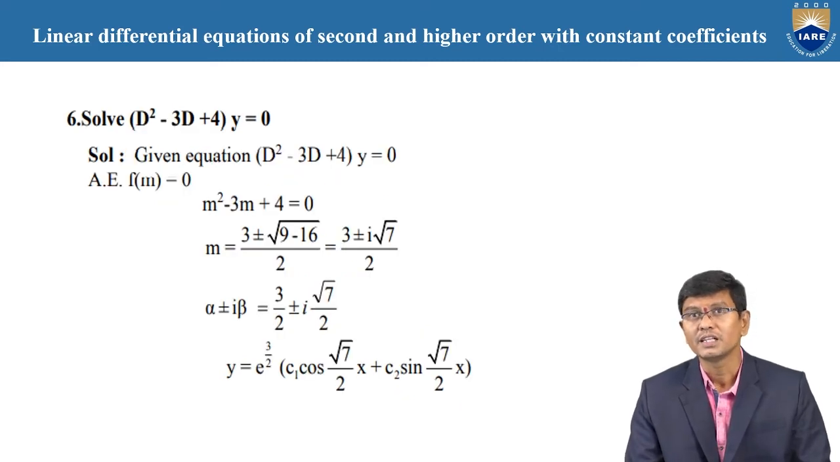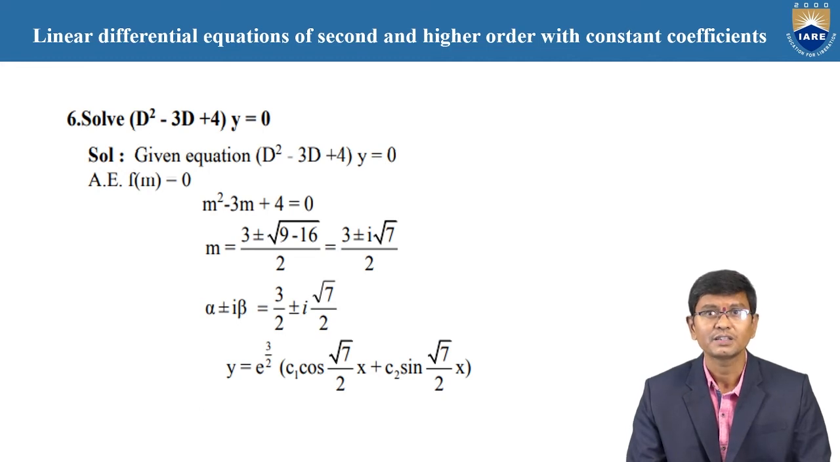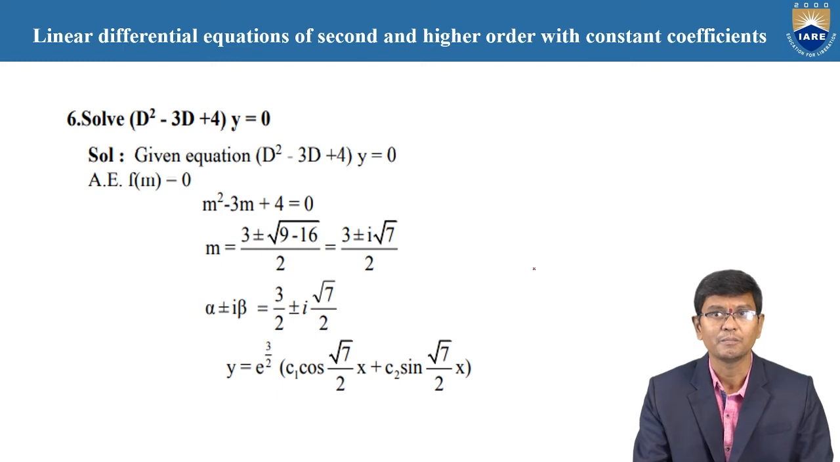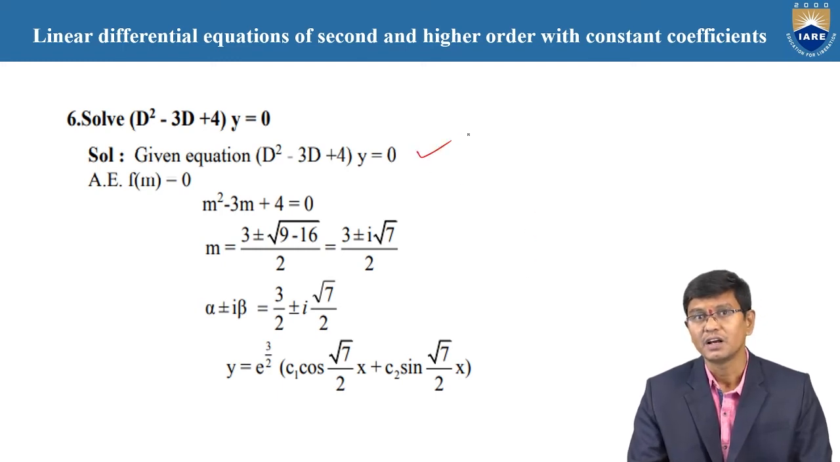Next, solve (D^2 - 3D + 4) y = 0. Here also, first of all, the equation is already in operator form. Now we need to write down the auxiliary equation. According to that, the auxiliary equation is obtained by replacing D with m. Therefore, f(m) = m^2 - 3m + 4 = 0.